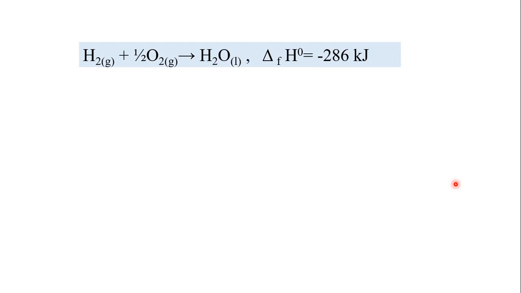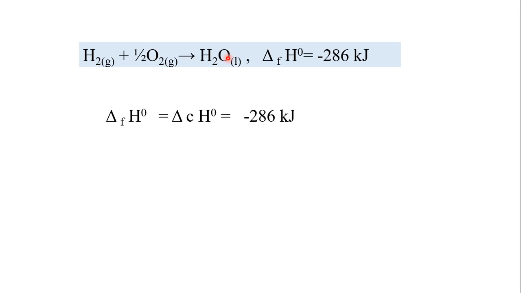So for example, see here this reaction, that is hydrogen in a gaseous state combines with half O2 in a gaseous state and gives you H2O in a liquid state, and the standard enthalpy of formation is equal to minus 286 kilojoules. So in your textbook, try this. This example is given, and you have to ask whether the standard enthalpy change of this reaction is equal to the standard enthalpy of formation or the standard enthalpy of combustion or both.